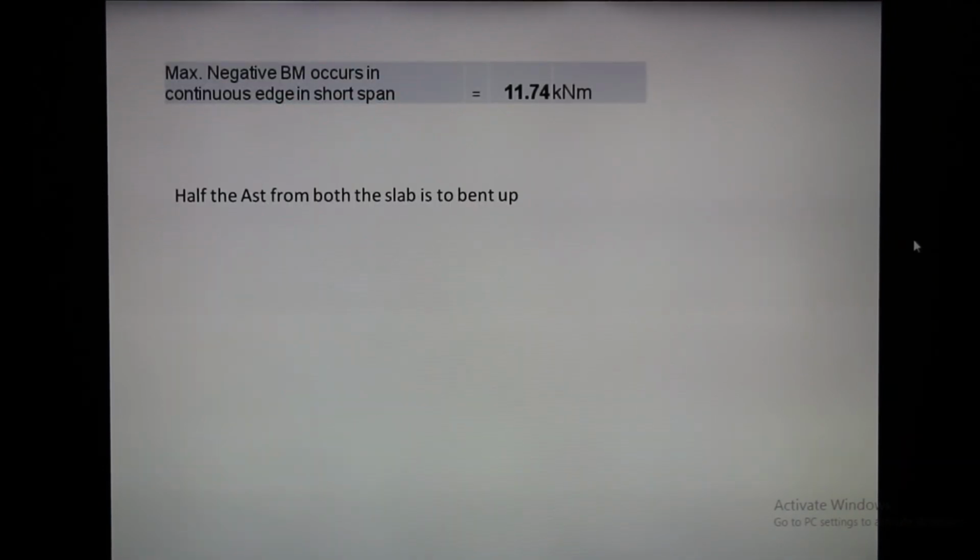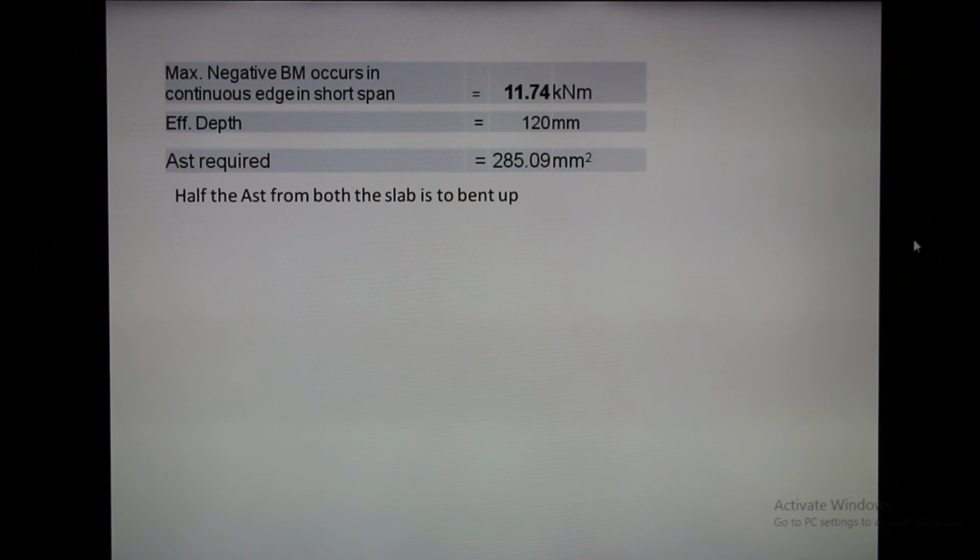Maximum negative moment that occurs at the continuous edge in the shorter span is 11.74 kNm. Effective depth we have already found out as 120 mm. AST required for this moment is 288.0 mm square. We are assuming that half the AST from both slabs is to be bent up, that is from slabs S1, S2, S3. From S2 we have to take half of the reinforcement calculated for S1, and in the same way S2 also. So half the reinforcement is bent up.